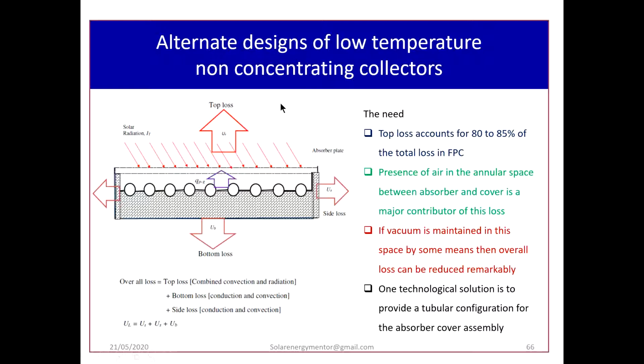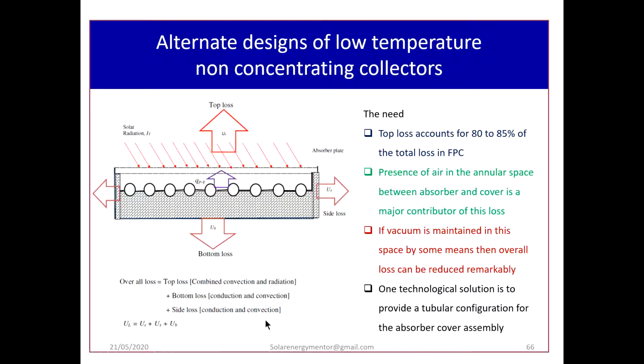Now as you see here, this is a cross section of a flat plate collector. A flat plate collector loses heat from the top, to the side and to the bottom. These are called top loss, bottom loss and side loss. So the total loss is the summation of all these losses.